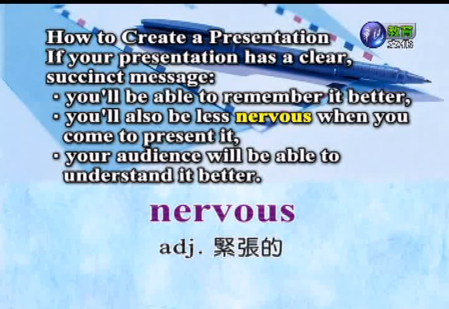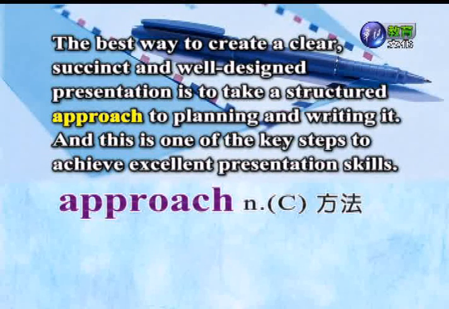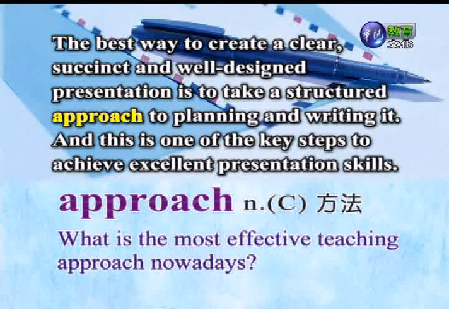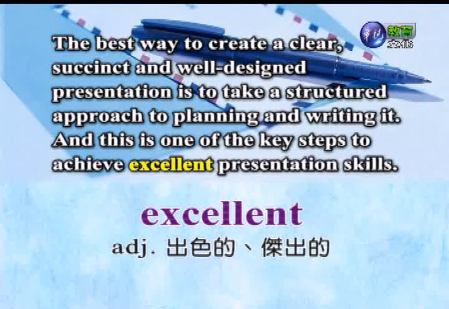好，接下来是紧张的。 Nervous. Nervous. It's an adjective. 下一个单字是方法的意思。 Approach. It's a noun. For example, what is the most effective teaching approach nowadays? 好，我们看到这句话意思是说，当今呢，什么是最有效的教学法？我们可以看到这边的话是 teaching approach，就是教学法的意思。接下来这个部分是出色的。 Excellent.